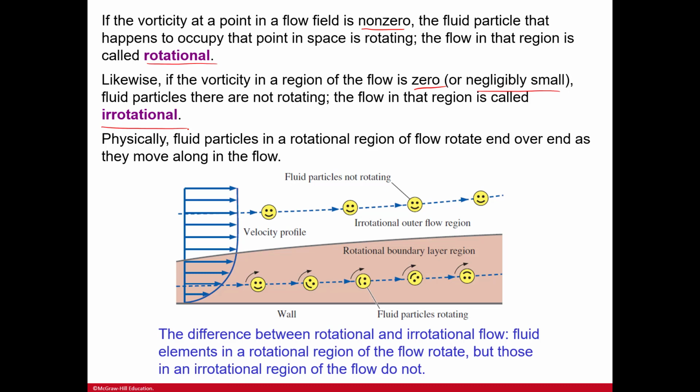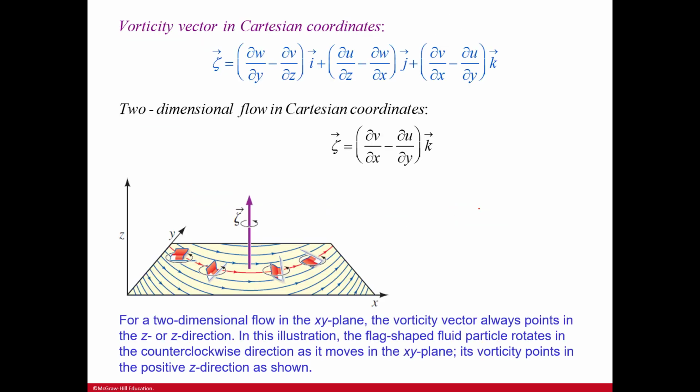Physically, flow particles in a rotational field of flow rotate end over end as they move along the flow. So they just make a circle, like a cycle. You can see it going from here, completing. And then you can see irrotational, where the actual particle stays the same. Here is the vorticity vector in Cartesian coordinates, as well as the 2-dimensional flow in Cartesian coordinates, and you can see this rotation also.